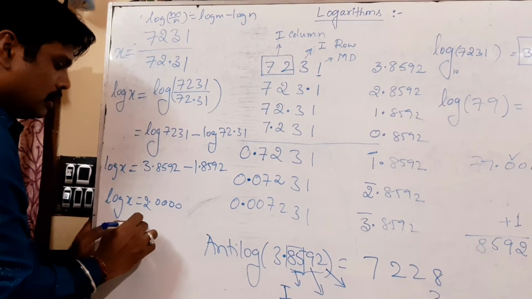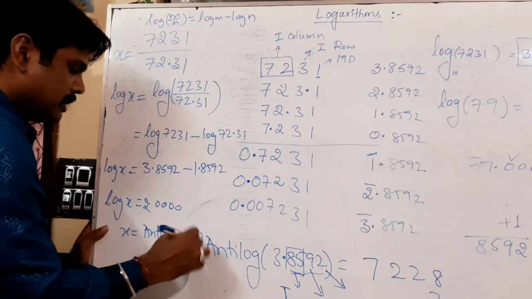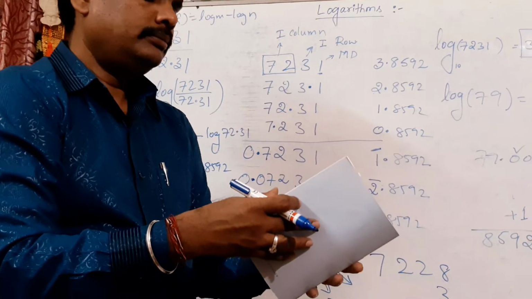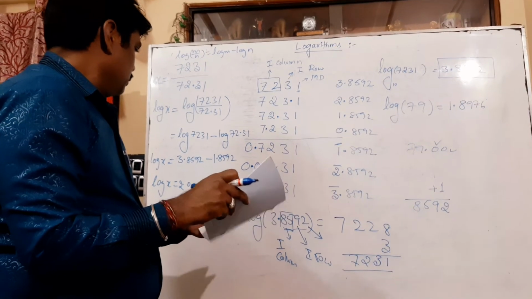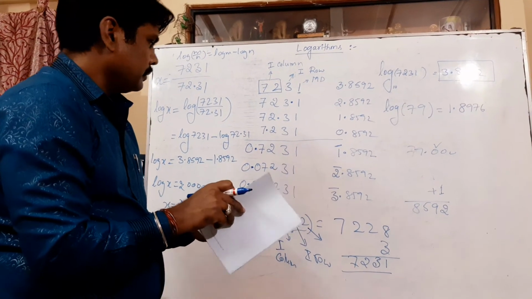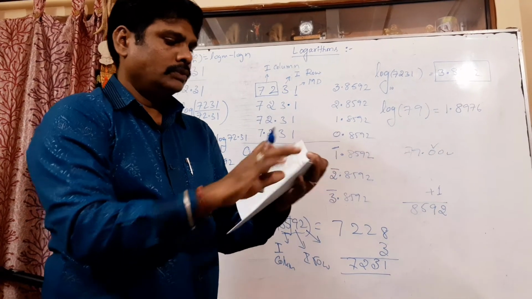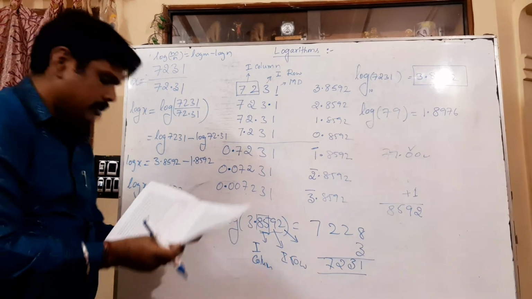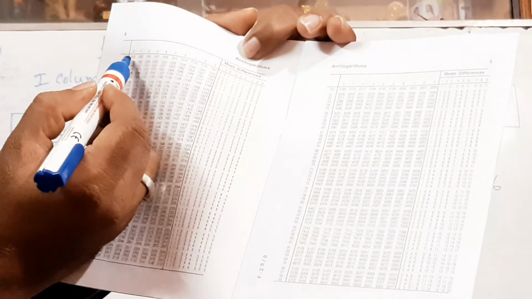Then x is equal to what? Anti-log of 2.0000. So then how to take the anti-log? Here we can go for this. Anti-logarithms. I want to take that anti-logarithm value. See here, anti-logarithmic value. So 0.000 I have to take. See, anti-logarithm of 0.00, 0 corresponding is 1000.